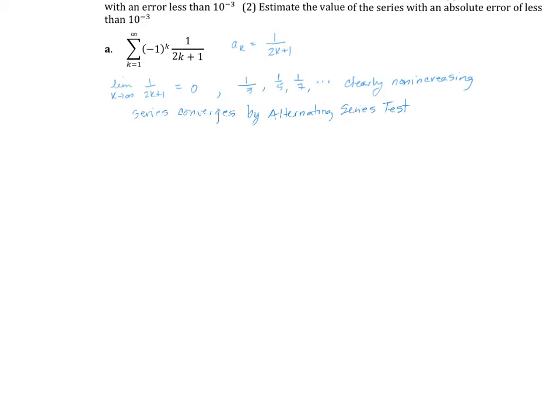So something to note is that r sub n, our error, is less than or equal to a sub n plus 1. And what we want to do is make sure that that is less than 10 to the negative 3. So this is what I need to solve for n to figure out how many terms I need to estimate my series.